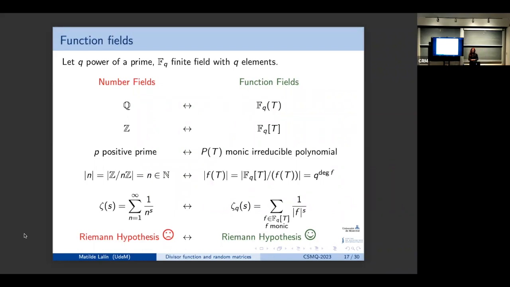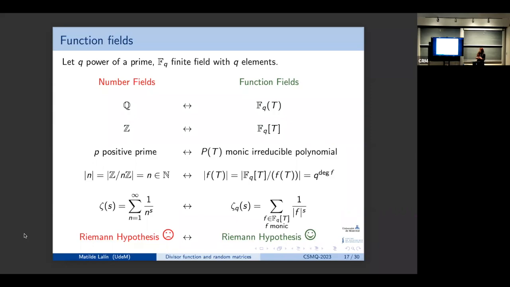Okay, so to give you an idea of why this function field setting is very close, very analogous to the rational setting. On the left, I have number fields, and on the right, I have function fields. Number fields will be, of course, extensions of Q. I didn't write the extensions of Q, I just write Q here. And the function fields will be finite extensions of FqT, but I'm just writing FqT.